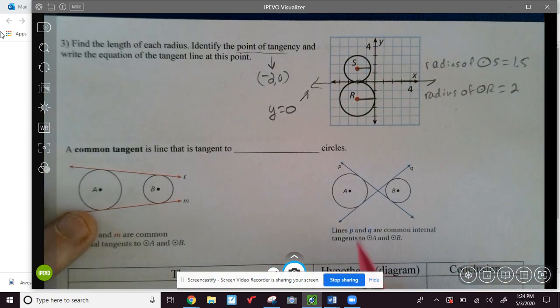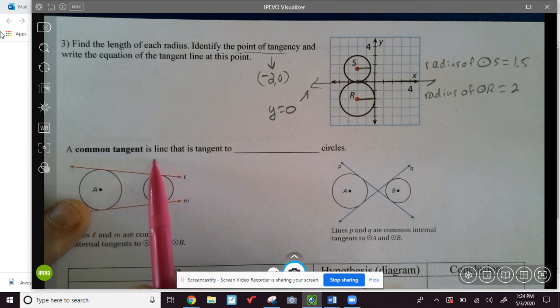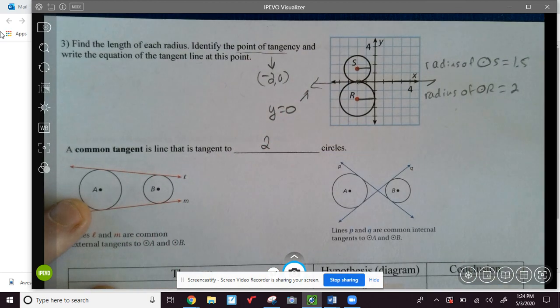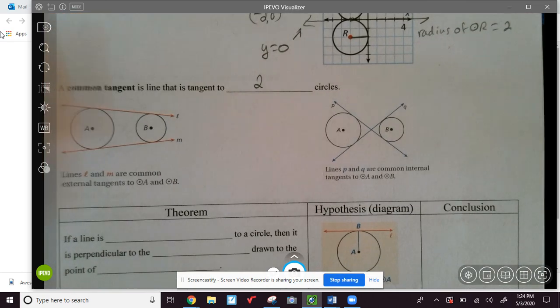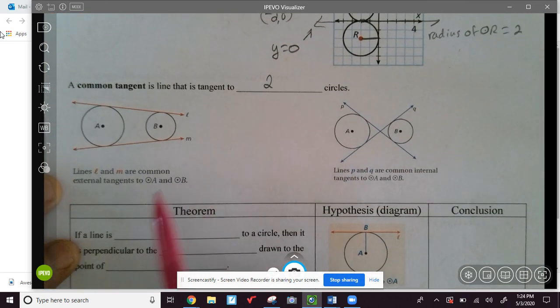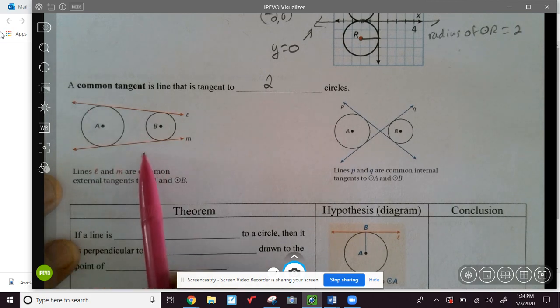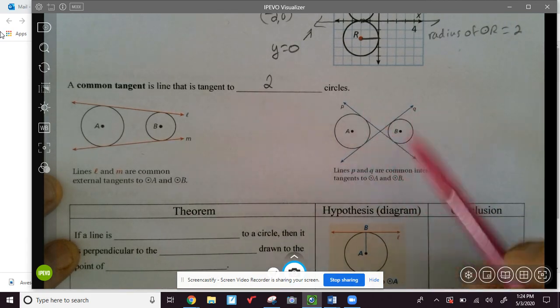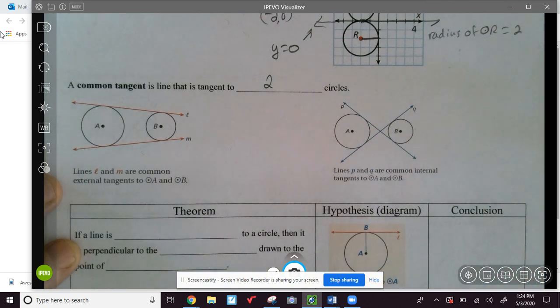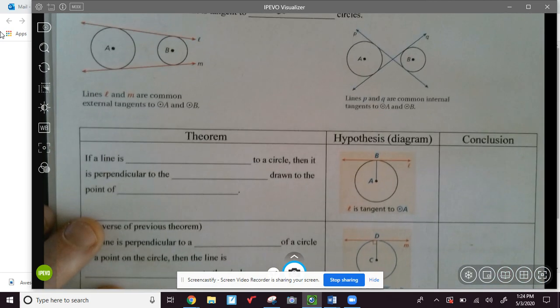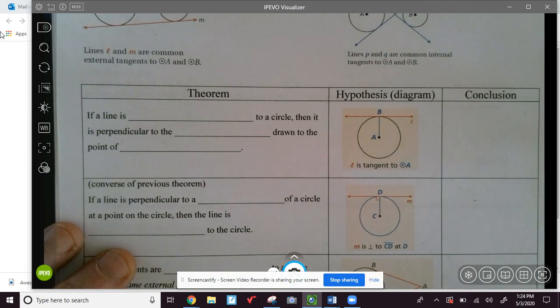All right. A common tangent is a line that is tangent to two circles. If they are tangent on the outside of the circle, like this, it's external. If they go through the circles like this, it's internal. I wouldn't worry about that too much. You may want to just remember.